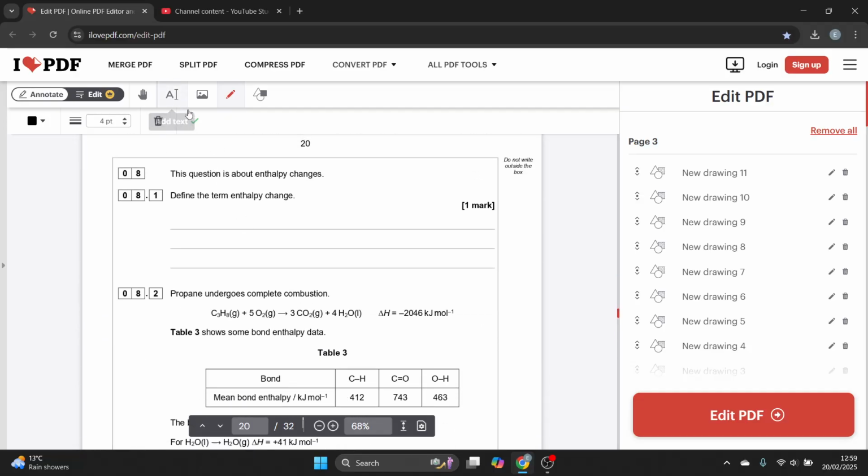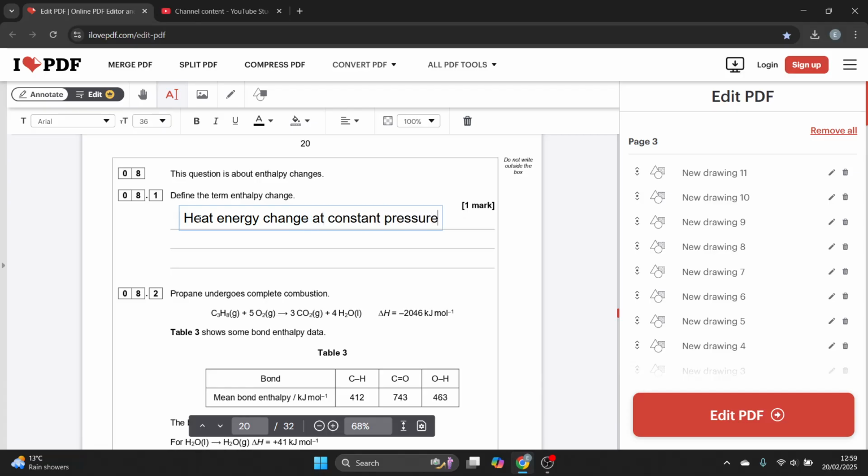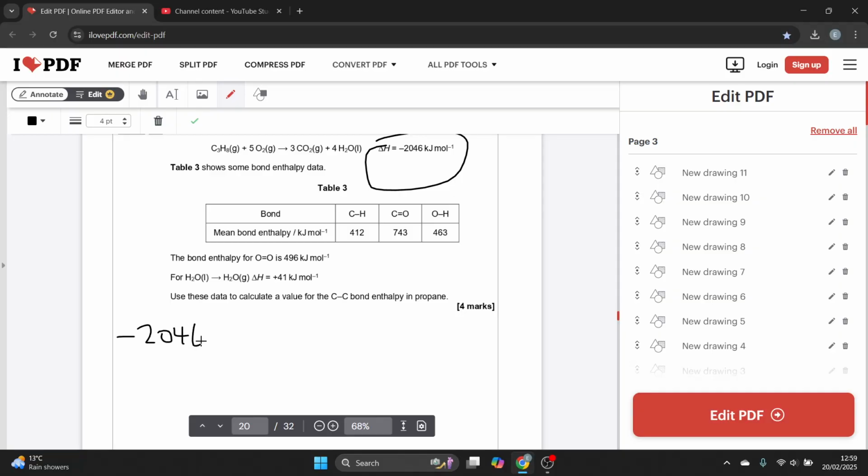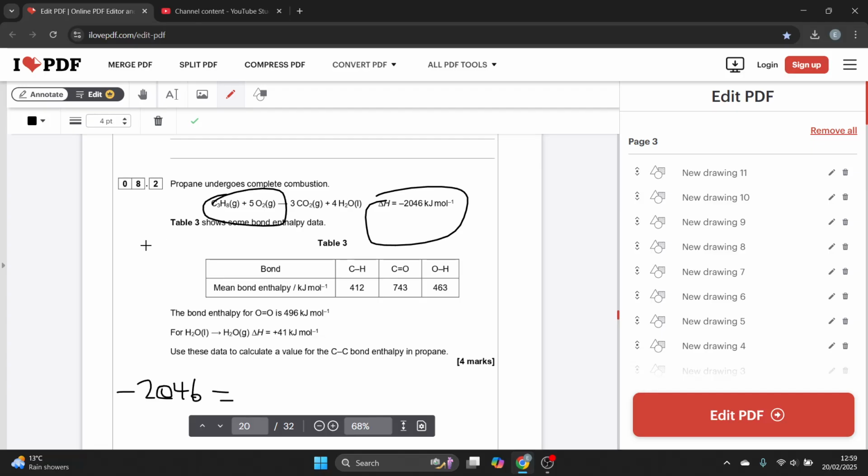Define the term enthalpy change. Heat energy change at constant pressure. Heat energy change at constant pressure. How well can you memorize the definitions? Use the data to calculate the value for the carbon-carbon bond in propane. I'm given delta H minus 2046. Minus 2046 equals energy required to break bonds minus energy released when new bonds are formed. C3H8, ethane, propane, or propene in this case.